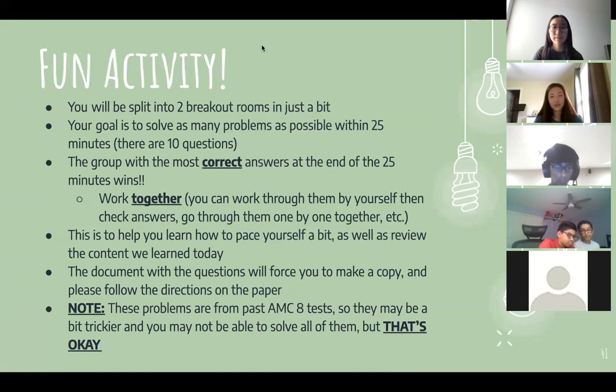Okay, so make sure you guys open that document. It shouldn't say you need access, so maybe you should change your account. It should just say make a copy, and then you just, yeah.